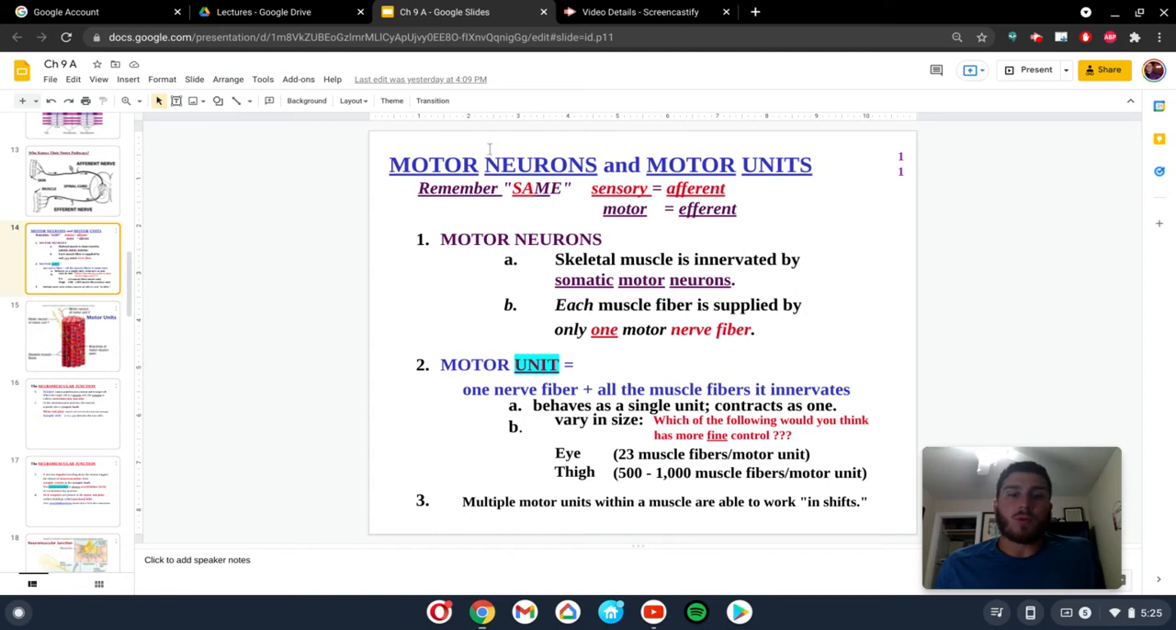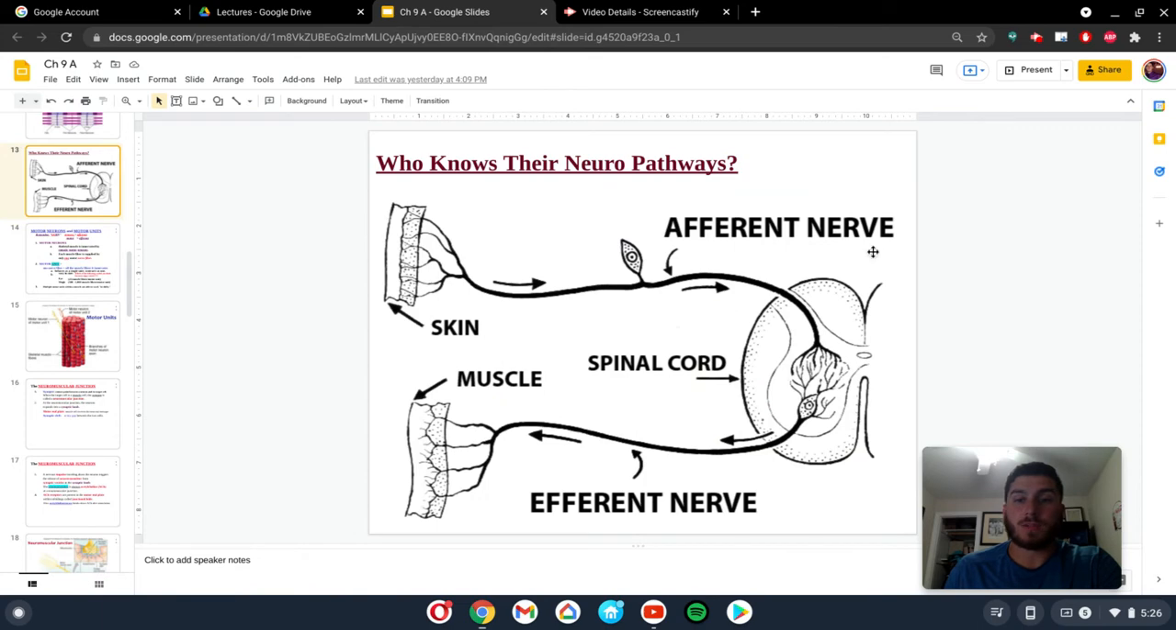Before we move into a motor unit, just keep this in mind here at the top. SAME is a great way to better understand which neurons we're talking about. Sensory are going to be afferent neurons. Motor units are going to be efferent. So sensory are afferent, motor are efferent. What the heck does that mean? If you forgot, here's a nice little representation showing what's going on.